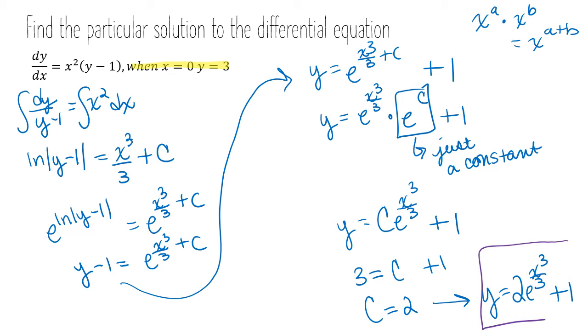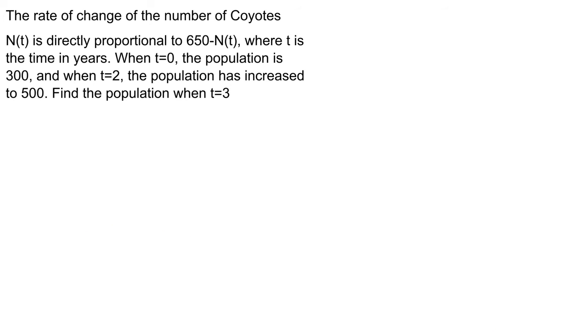So you just have to be careful. Whenever you end up with a plus c in the exponent, you're going to want to bring it down in this way and turn it into a constant. That's really the only tricky part of this particular problem. Let's do one more example in the form of a word problem, and this one might look similar to something we did in the exponential growth and decay section.